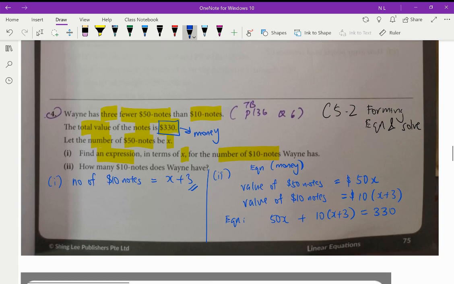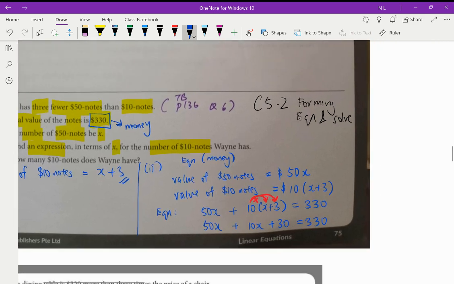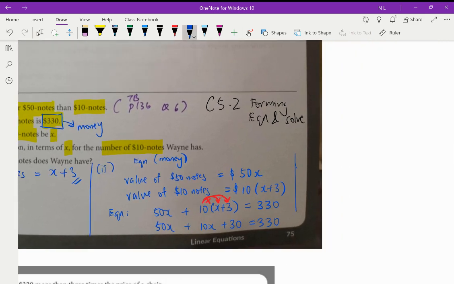All I need to do now is very straightforward. Once I have the equation, simplify it and solve it. Since there's a bracket here, I need to expand it out. A bracket represents times. So 10 times x, 10 times 3. So 50x plus 10x plus 30 equals 330. The next step will be to simplify it.